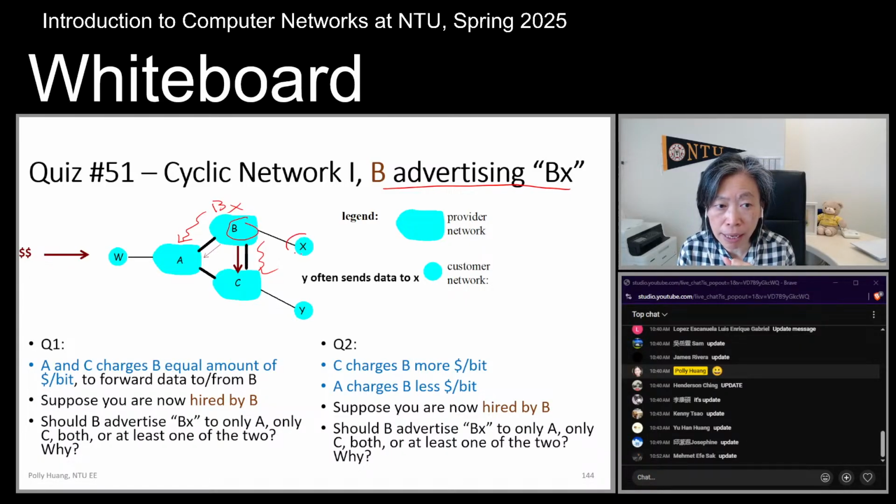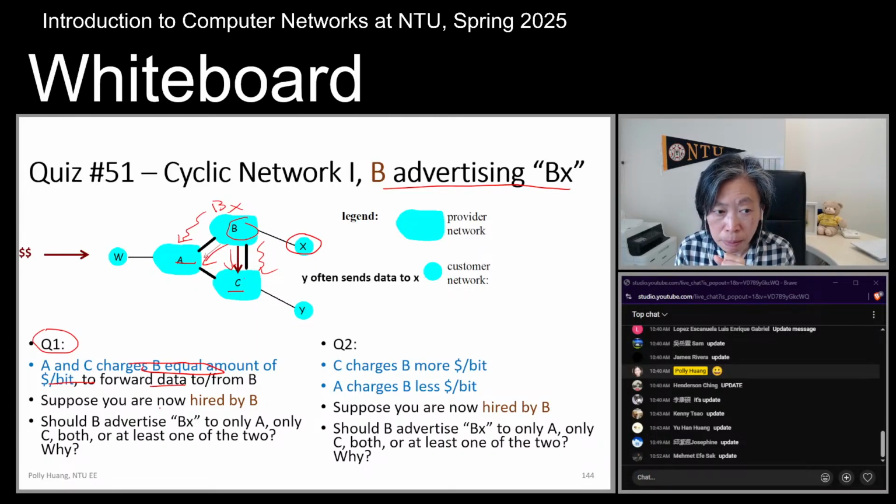Let's suppose B, in order to make X a happy customer, negotiates with A and C. The deal is that B says, hey, A, I'll pay you this amount, which is thin, that means it pays less. And the contract with C, unfortunately, is more expensive, so you see the arrow is thicker. The brown arrow indicates the money flow. So Q1 says A and C charge B an equal amount. So Q1 is the scenario where the two arrows are equal thickness, and B pays A and C an equal amount of money to forward data.